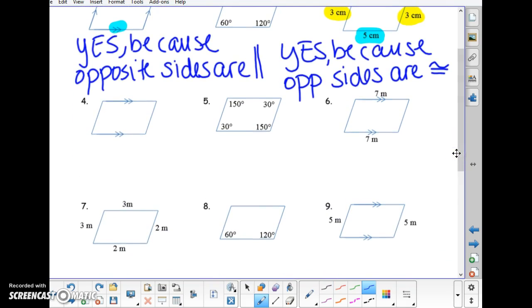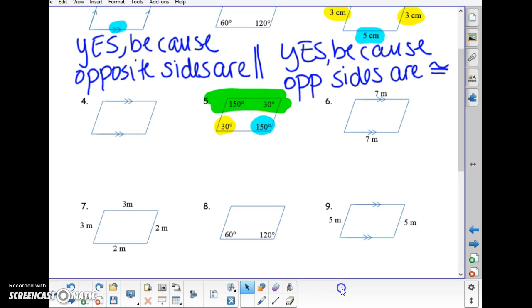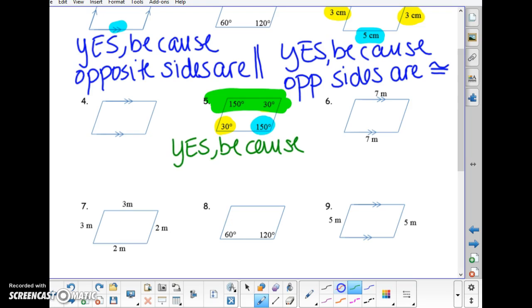Now let's look at problem number 5, which is all about angles. And I look at this one, and it's got this property that we were just talking about. Opposite angles are congruent. Or were you thinking that adjacent angles, ones next to each other, are supplementary? Doesn't matter which one, they're both ones that would work out. I'm going to say, yes, this is a parallelogram, and my reasoning is because opposite angles are congruent.